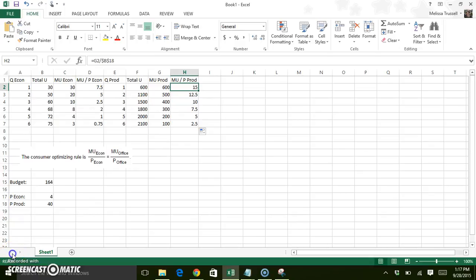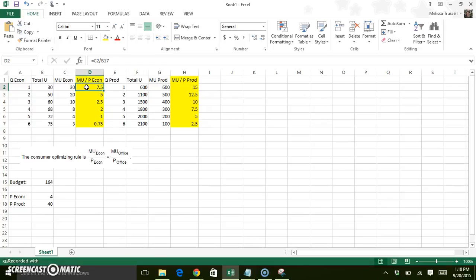You put it in individually every time. It's fine either way. Okay, so now that we've got our table filled in everywhere, all we need to look at are these two columns, marginal utility divided by price for the econ apps, and then the marginal utility divided by price for the productivity apps. Because remember, all we're trying to do is satisfy this optimizing rule here, that the marginal utility over price has to be equal for each of the two products. So we'll look for which row makes them equal.